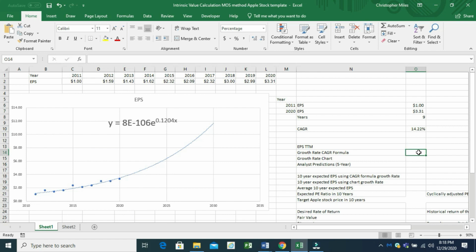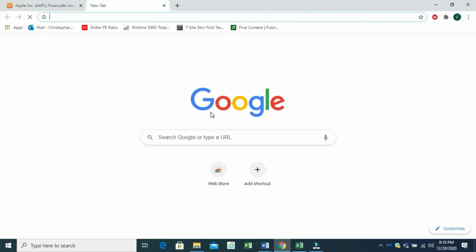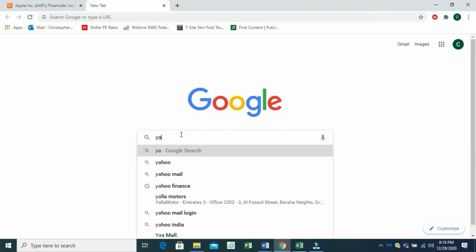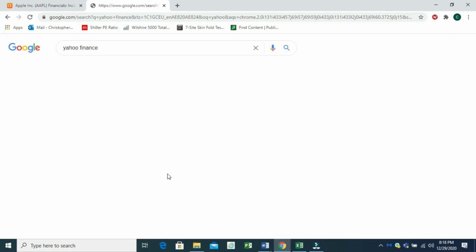I also want to jump over and just look at what the analysts are saying. So the first thing I'm going to do is add these growth rates down here. I'm just going to type in 12.04 from our chart. That gives us the first two growth rates. Let's look at the analyst predictions. So what I like to do is I just come over here. I'm going to go to Yahoo Finance.